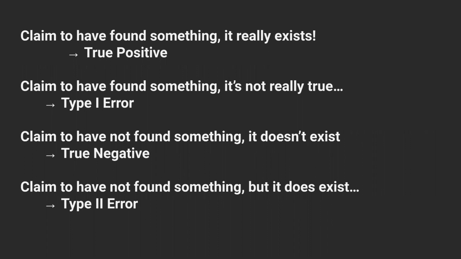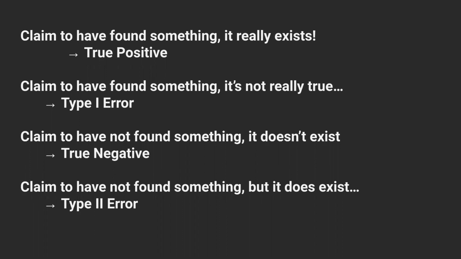So if you claim to have found something and it actually exists in the world, what you have found in that sort of state of the world is only referred to as a true positive. On the other hand, if you claim to have found something and it's not really true, so it shows up there in the data, but in reality, of course, we don't have access to that because we don't have a direct line to God, but it isn't actually there, what we have done is we've made a type 1 error. Of course, having a type 1 error suggests the existence of a type 2 error, which we'll get to.